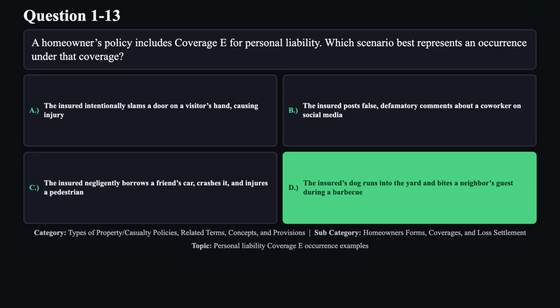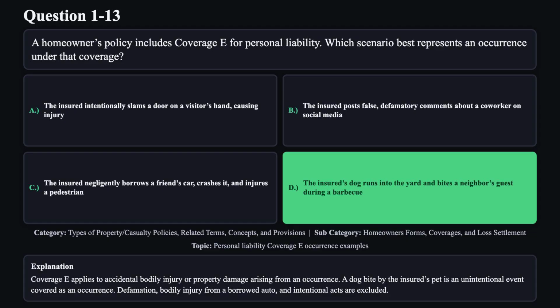The correct answer is D. Coverage E applies to accidental bodily injury or property damage arising from an occurrence. A dog bite by the insured's pet is an unintentional event covered as an occurrence. Defamation, bodily injury from a borrowed auto, and intentional acts are excluded.